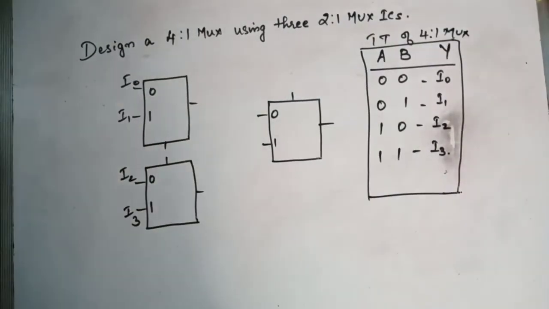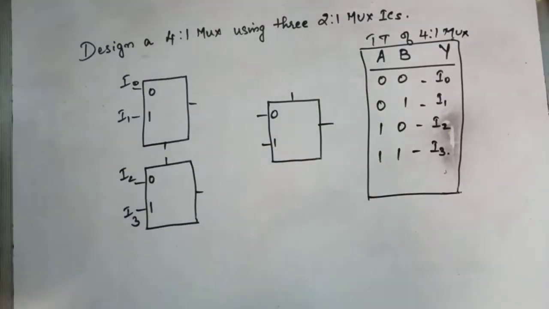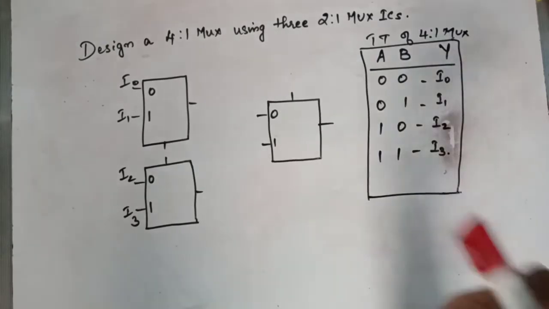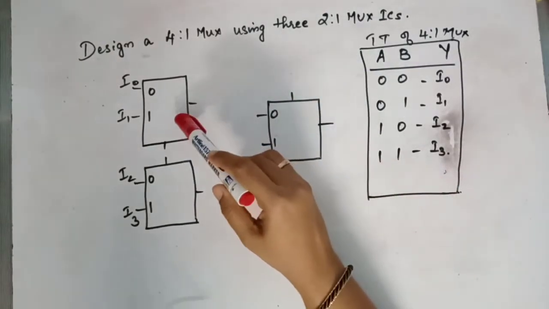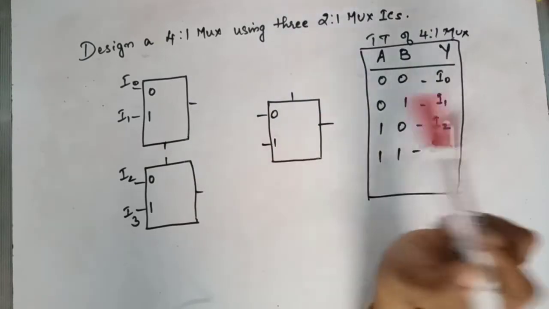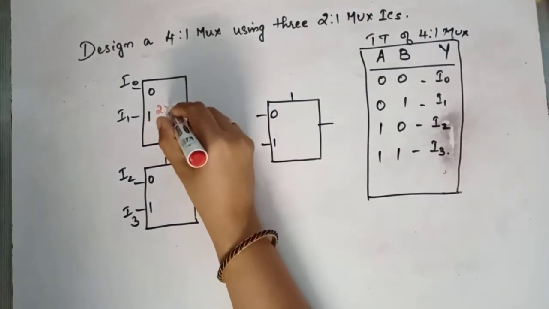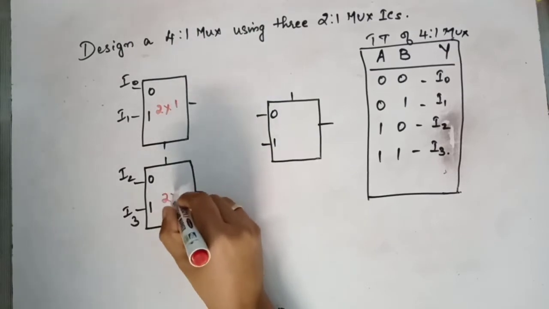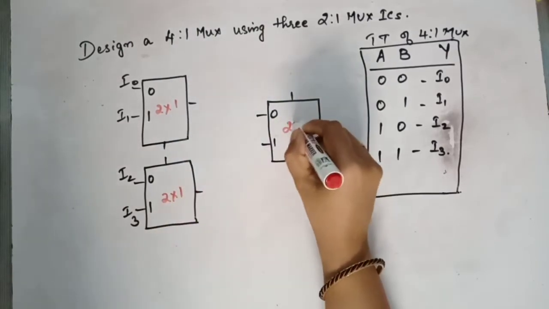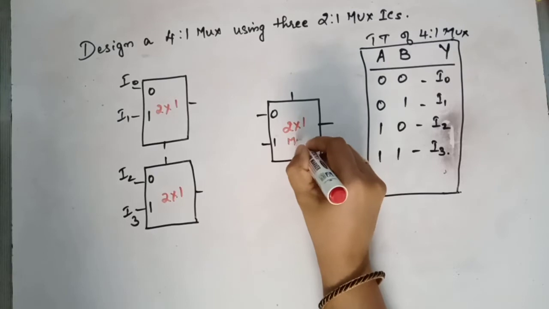So this is a question. Design a 4x1 mux using 3 2x1 mux ICs. So first I've drawn whatever we have in hand. That is, we have 3 2x1 mux ICs. These are all 2x1 mux, 2x1 mux, and 2x1 mux ICs.